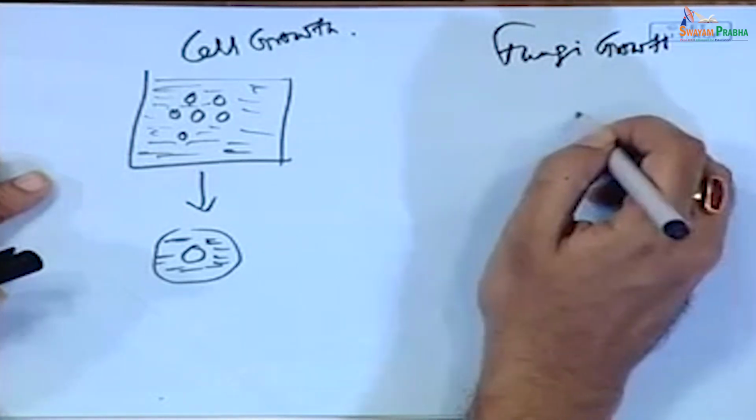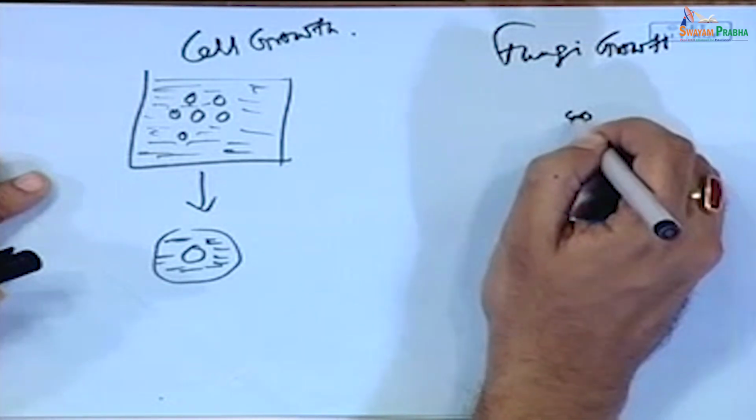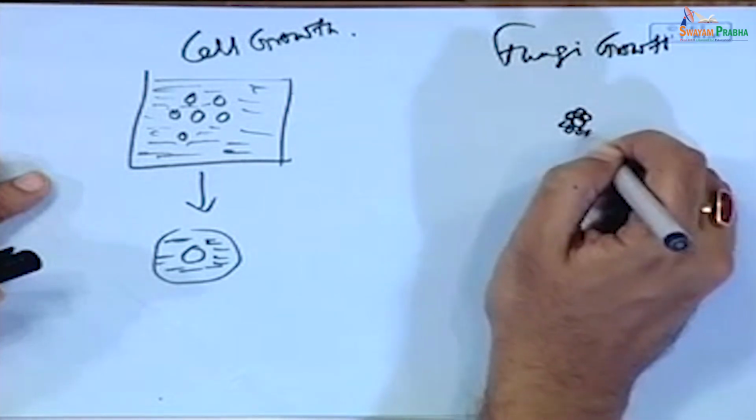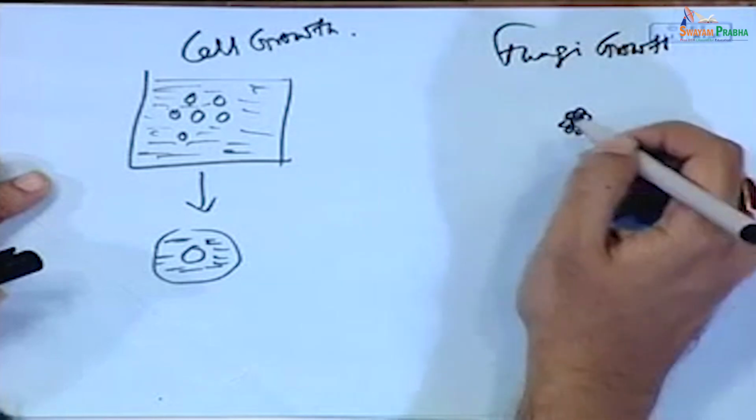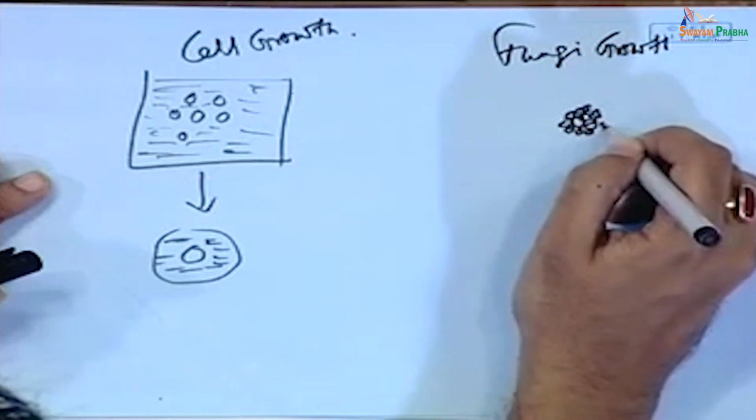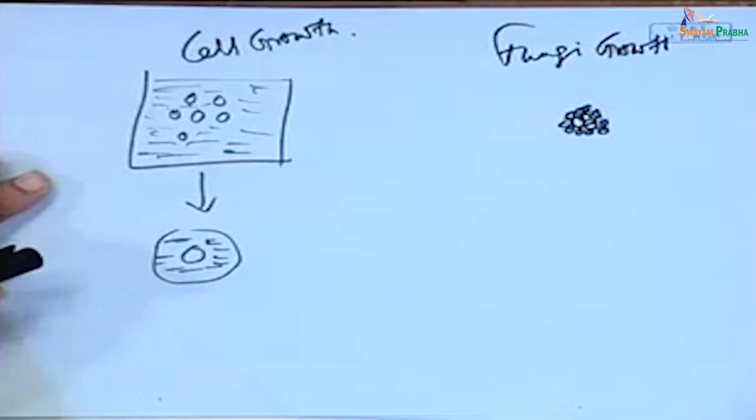and fungi growth is different in the sense that again you can start with one cell, but they grow in colonies. There is no medium around. The only medium you have is outside the colonies. Okay, so they grow like this.